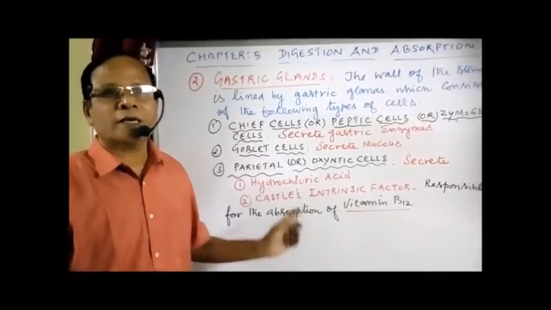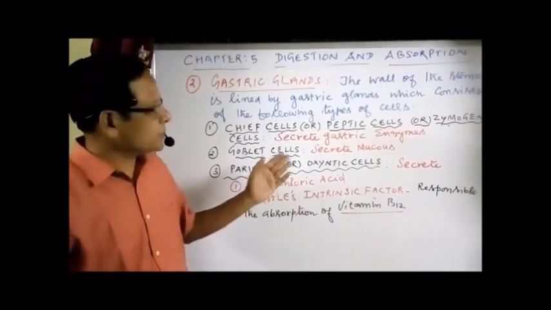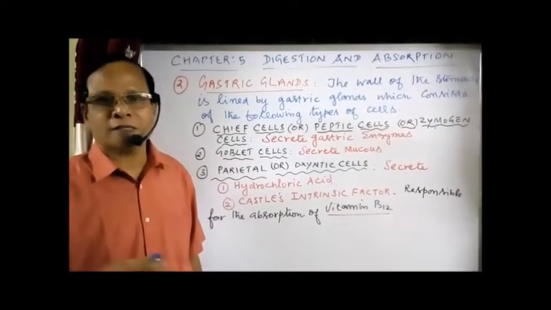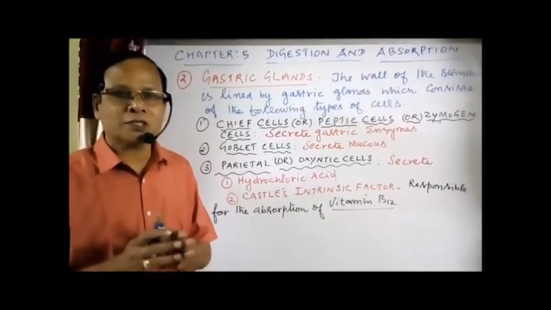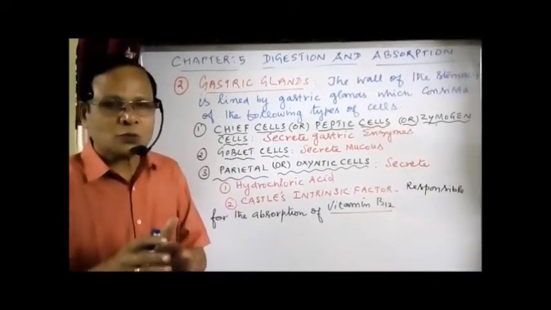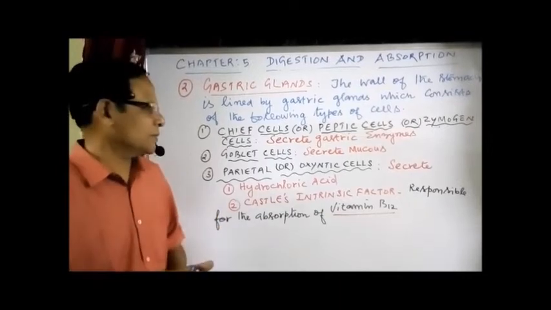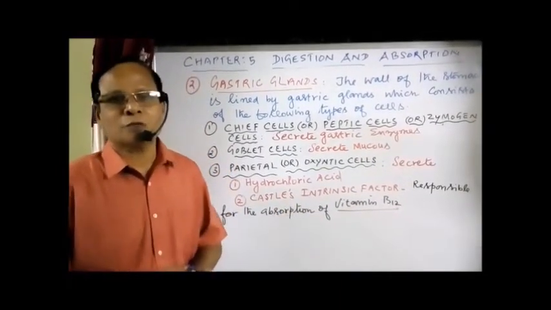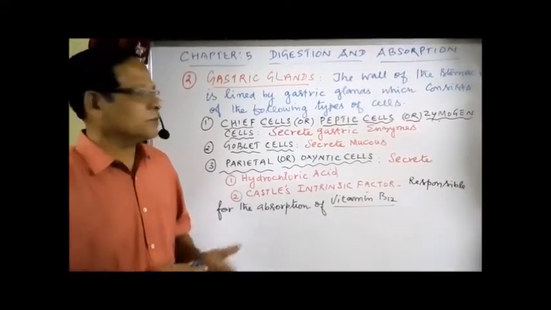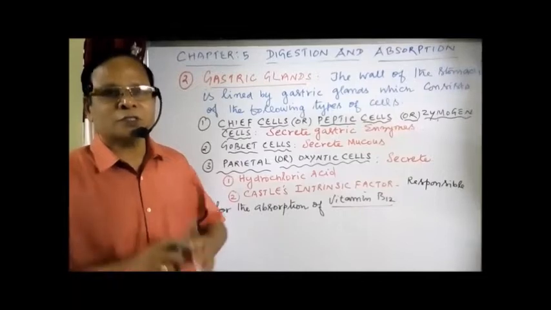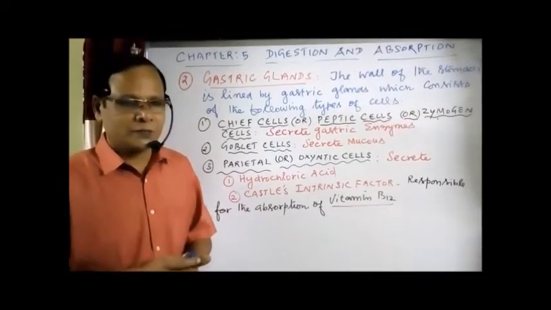Now the next one, gastric glands. The glands present in the wall of the stomach are together called gastric glands, or we can say gastric pits, P-I-T-S, because they are found in small pits or cavities. Nearly 40 million gastric glands are present in the stomach of human beings. They secrete a juice called gastric juice, which is a mixture of different components.